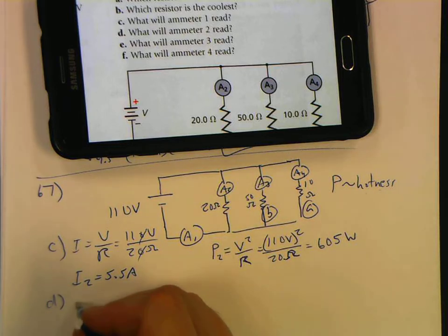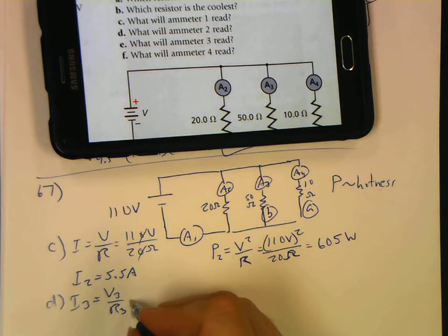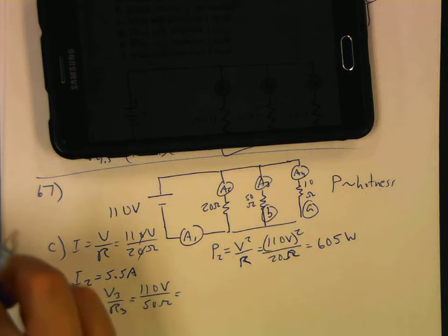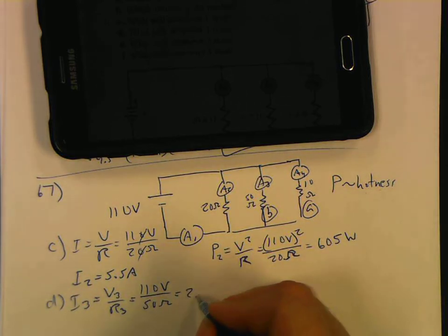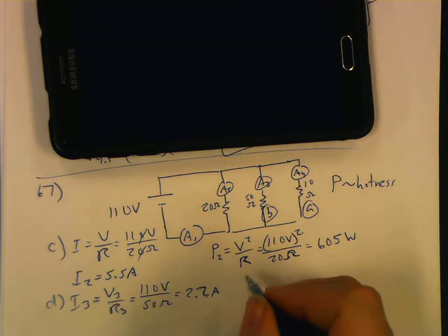For D, current 3 is equal to voltage 3 divided by resistor value 3, which is 110 volts divided by 50 ohms. So 110 divided by 50, 2.2 amps.